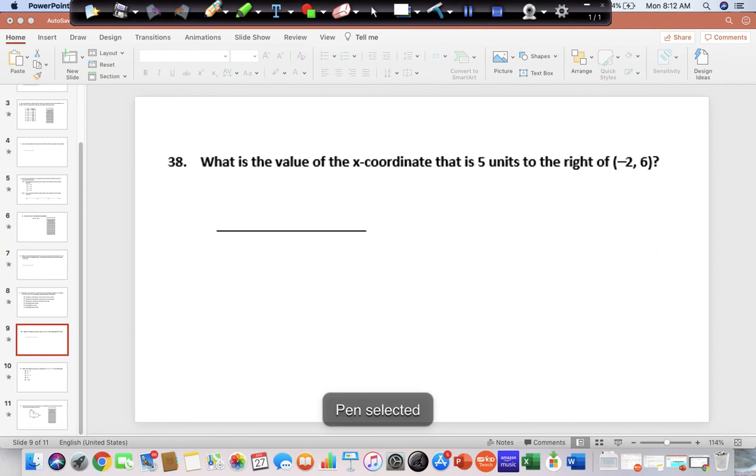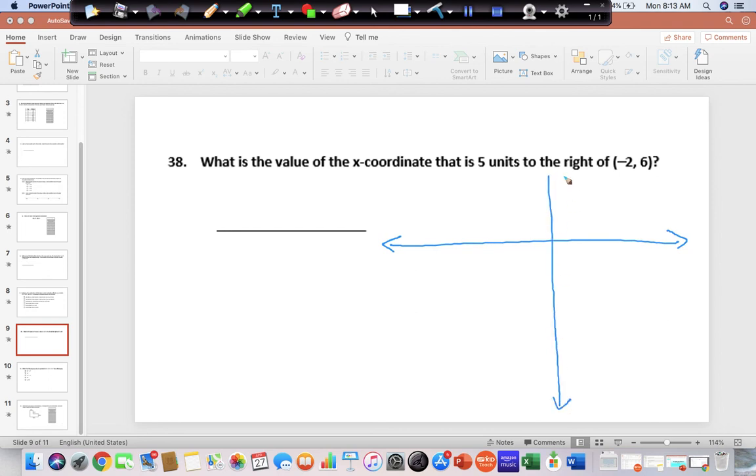Okay, what is the x-coordinate that is 5 units to the right of negative 2, 6? So if we are at, I like to draw. It helps me to see visually where I'm at. Okay, so if we are at, this is 0, 0, right? This is negative 1, negative 2. Okay, this is 1, 2, 3, 4, 5. This is negative 1, not negative 5. Negative 1, negative 2, negative 3, negative 4, negative 5.